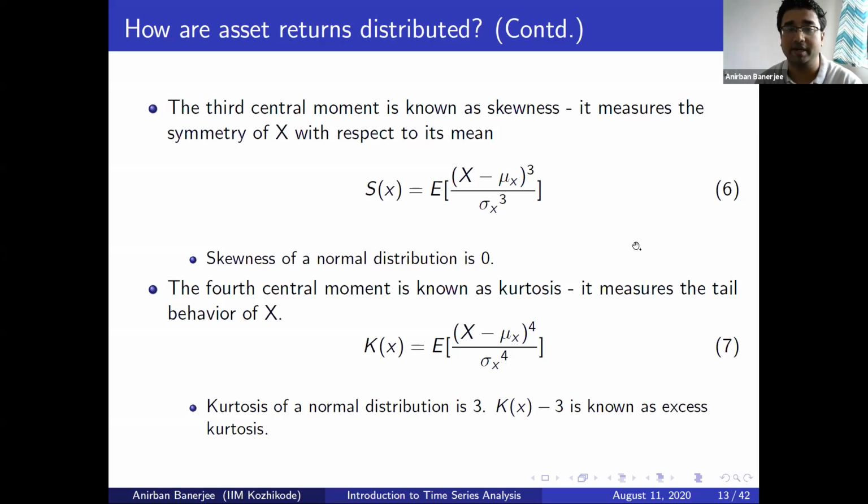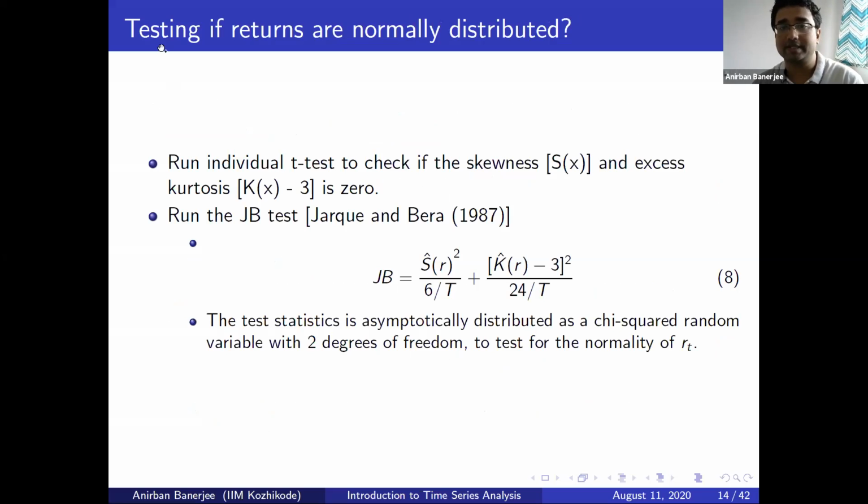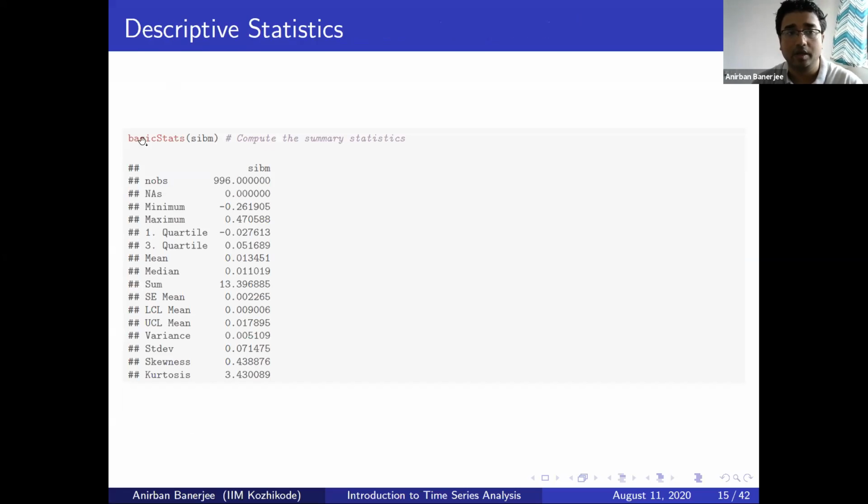Now, lot of definitions. Let's look at some data. You remember the SIBM series that we had set up, right? Simple IBM returns. We want to calculate the basic summary statistics of this data, which we can get from the basicStats function. So basicStats of SIBM will compute the summary statistics.